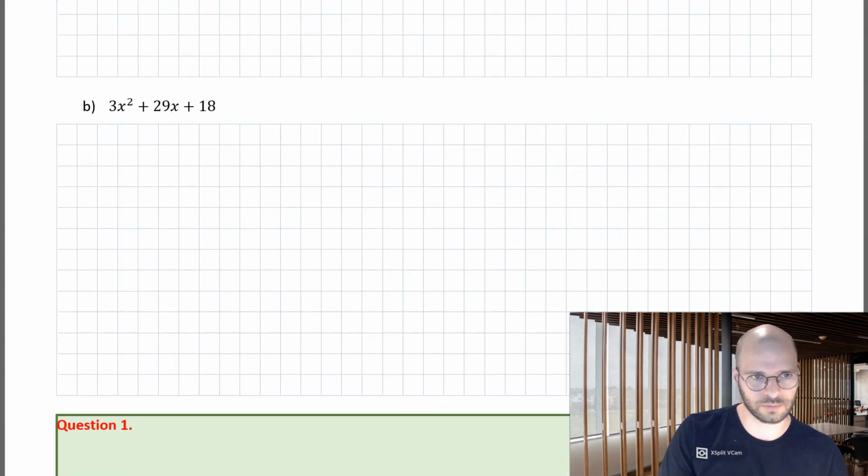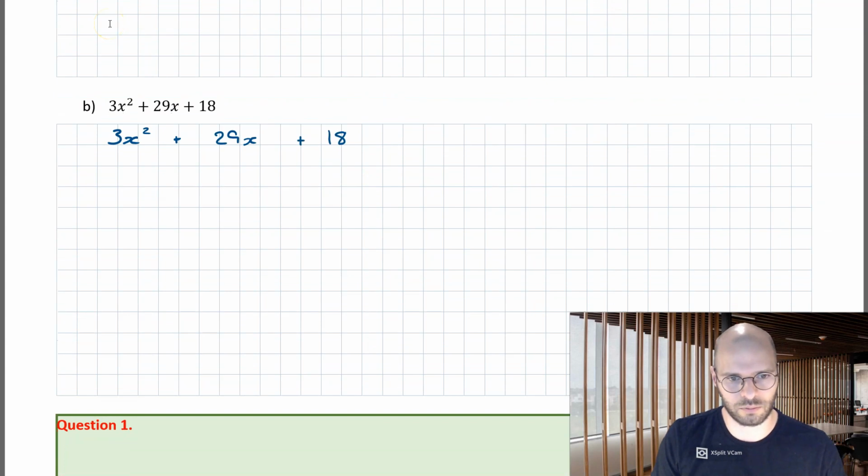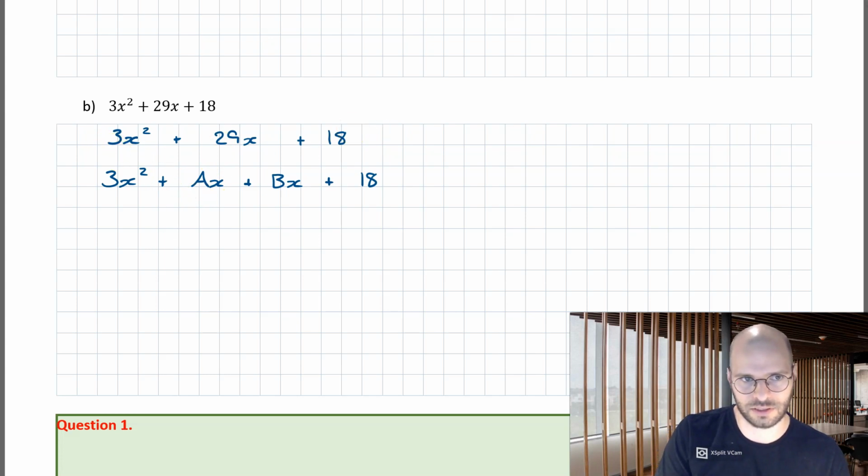Next example, 3x squared plus 29x plus 18. What we need to do is factorize this such that we split our middle term to ax plus bx. Next, we need to find the combination of a and b such that they sum to 29, but they multiply to 3 by 18, in this case 54.